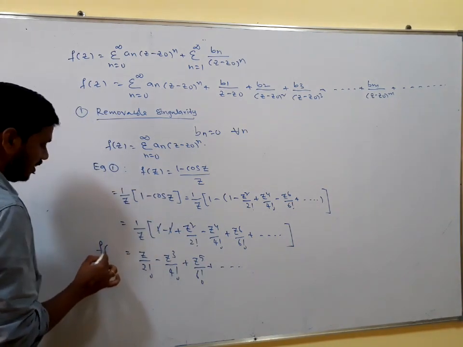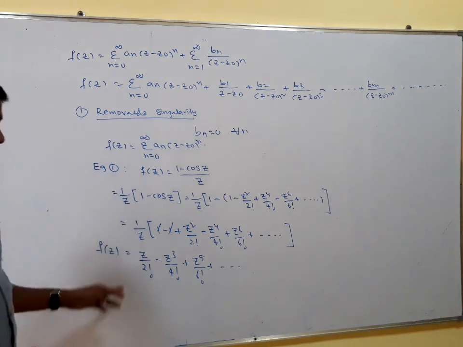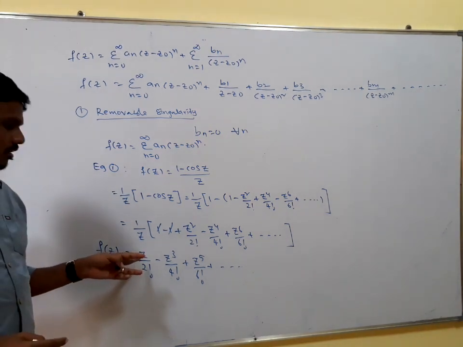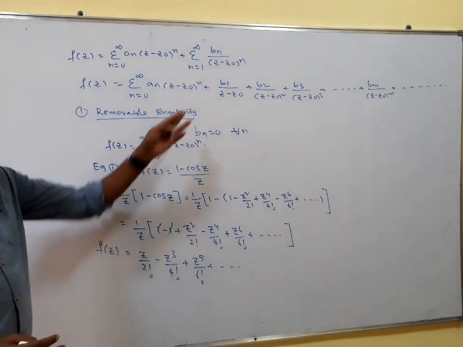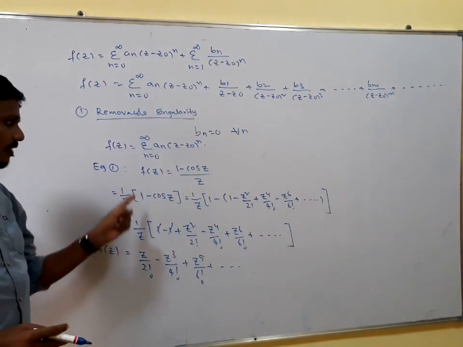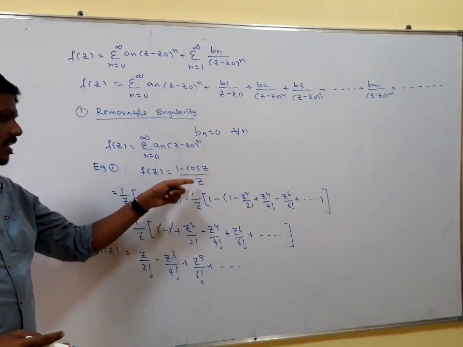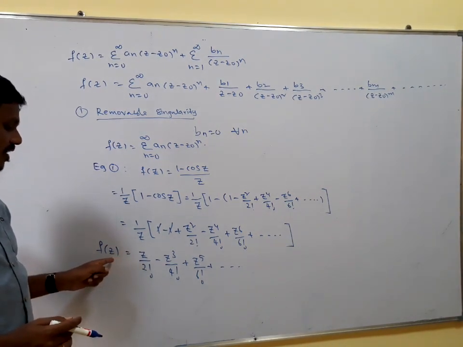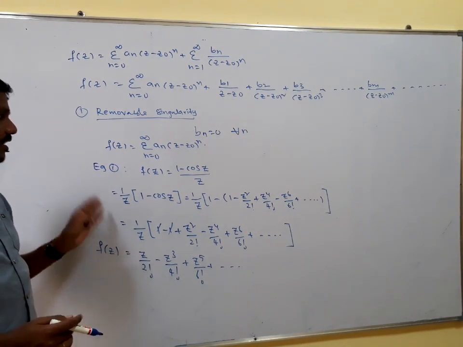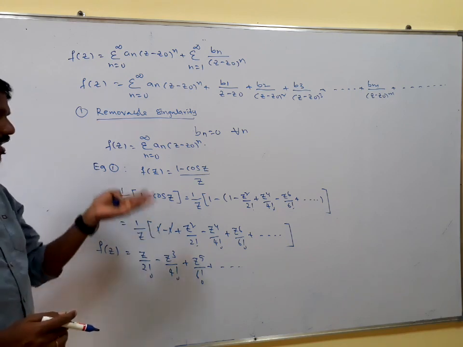See this one, it is a Taylor series expansion about z is equal to 0. There are no negative powers of z here. So there is no term in the principal part of f of z is equal to 1 minus cos z divided by z. There is no term in the principal part of the expansion of f of z. So what do you say? The singularity can be removed.